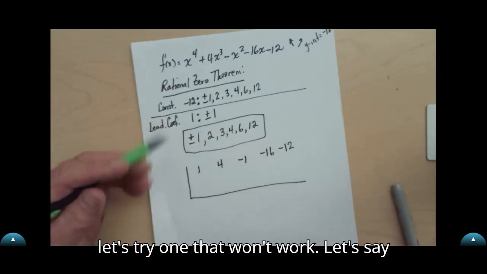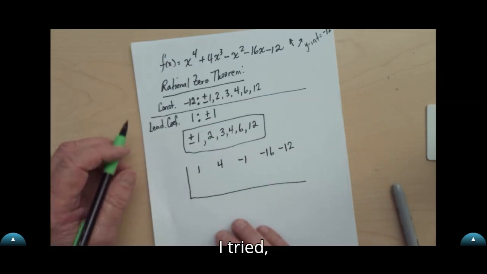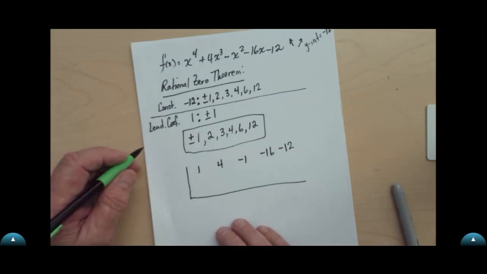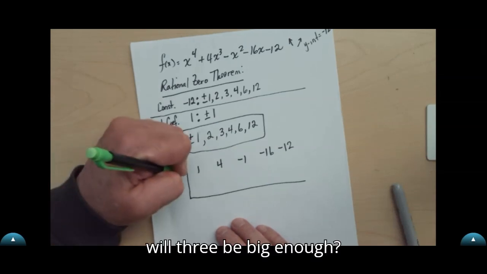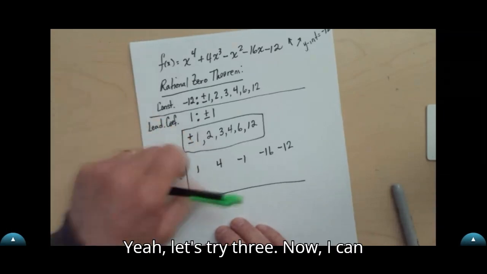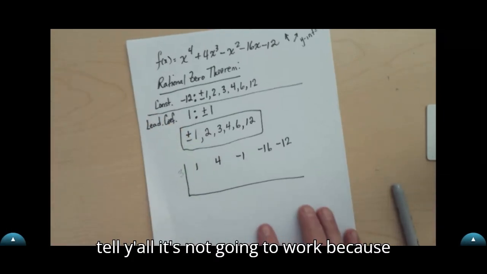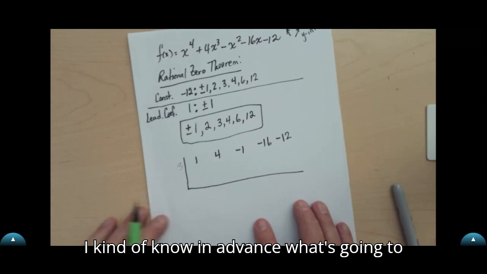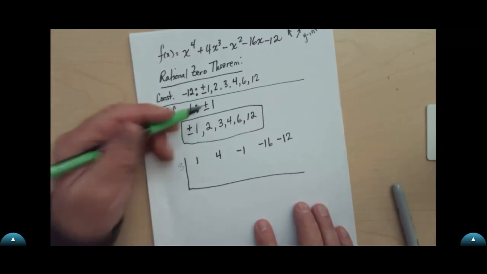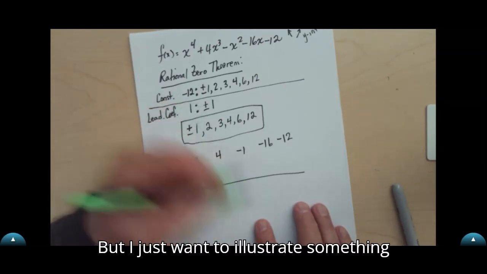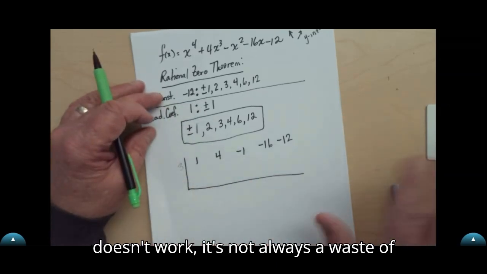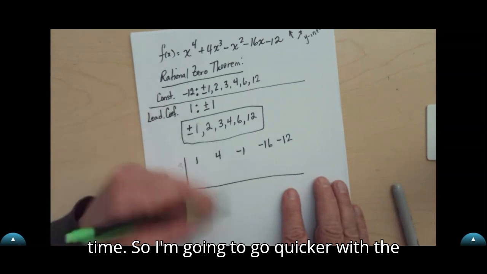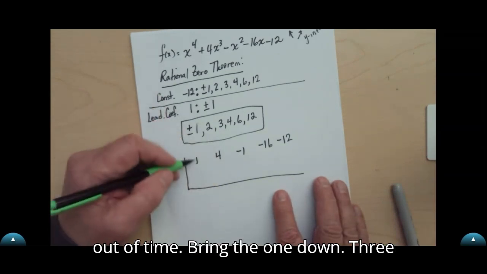So let's try one that won't work. Will 3 be big enough? Yeah, let's try 3. Now I can tell y'all it's not going to work because I kind of know in advance what's going to work, and I know that may be hard to see. But I just want to illustrate something here about even when you try one that doesn't work, it's not always a waste of time. So I'm going to go quicker with the synthetic division because we're about out of time.